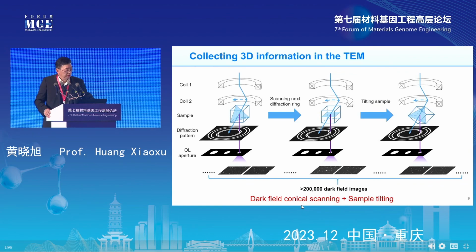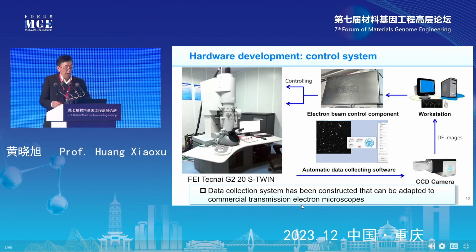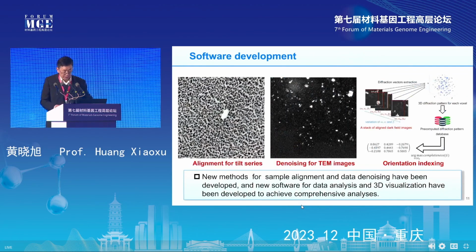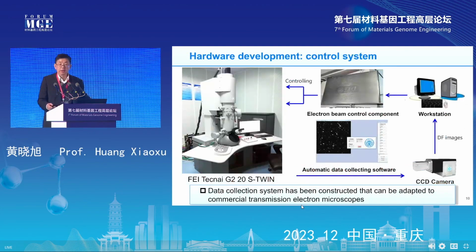We developed a technique using dark field imaging, because dark field images contain image information and directly correlate with the reciprocal space. There's orientation information there. Based on the development of both software and hardware, we were able to transform a conventional transmission electron microscope into a microscope which allows you to do 3D characterization.